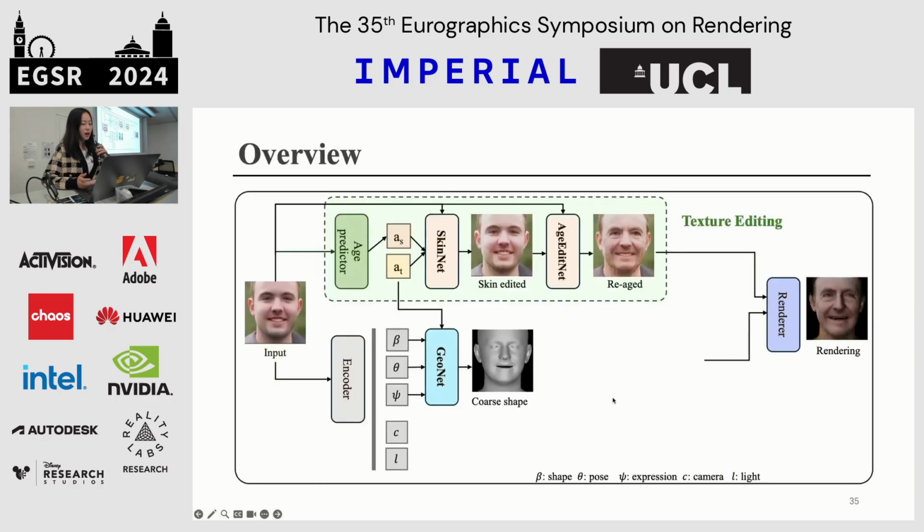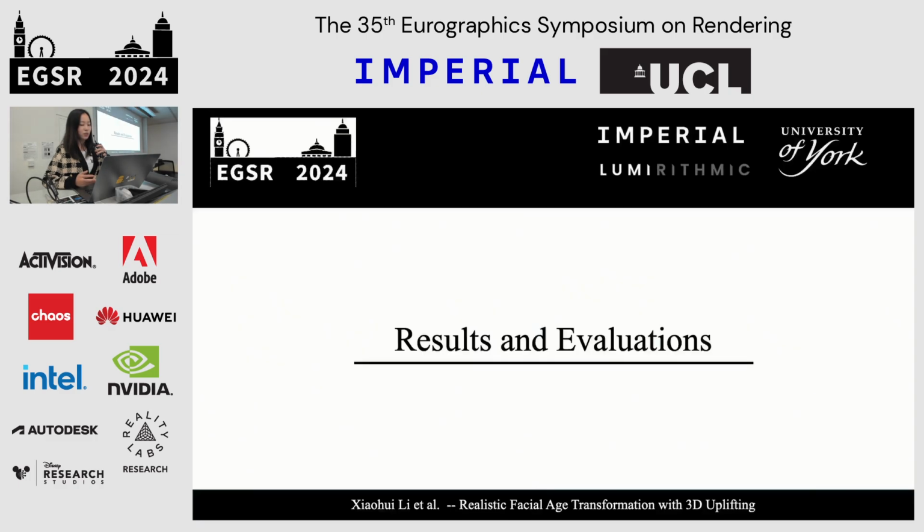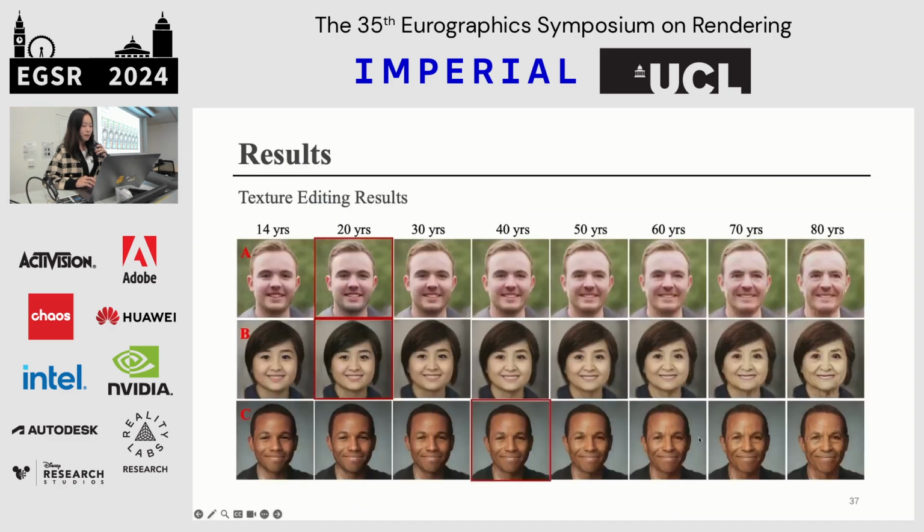Here is the overview of our pipeline now. After obtaining the code shape, we employ RefineNet to extract the high-frequency information from the reaged results to obtain the displacement map, and combine it with the code shape to get the detailed shape. And in the end, we use the reaged results, detailed shape, camera, and lighting parameters to render the final result.